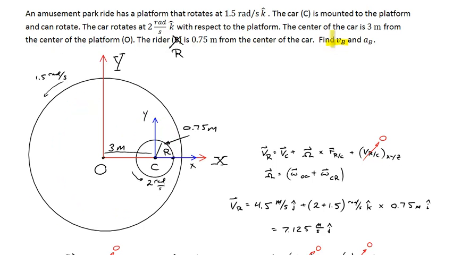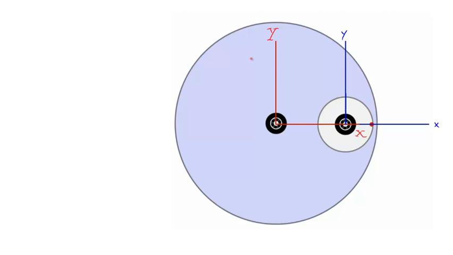The question's asking find VB, what I called VB and AB here, but I mean VR and AR, the velocity and acceleration of the rider. I've done a couple of visualizations I'll show you in a sec. Well, maybe I'll show you right now. So here I've got it set up.